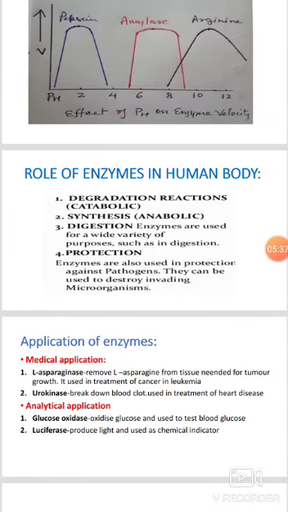Role of enzymes in the human body. There are different roles of enzymes in the human body. They help in degradation reactions, which are also known as catabolic reactions. Second, they help in synthesis, known as anabolic reactions. They help in digestion and also in protection. Enzymes are also used in protection against pathogens. They can be used to destroy invading microorganisms.